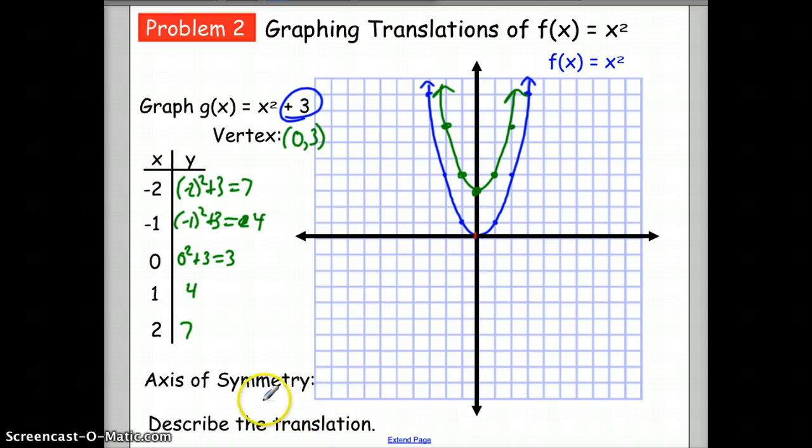Does your axis of symmetry change when you move the graph up or down? Nope, axis of symmetry stays the same. I'm sorry, x equals 0. Axis of symmetry stays the same. Describing the translation, it moved up 3, translated up 3. Just like we did with absolute value graphs.